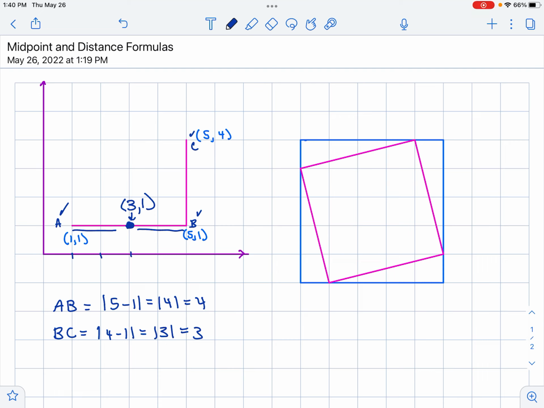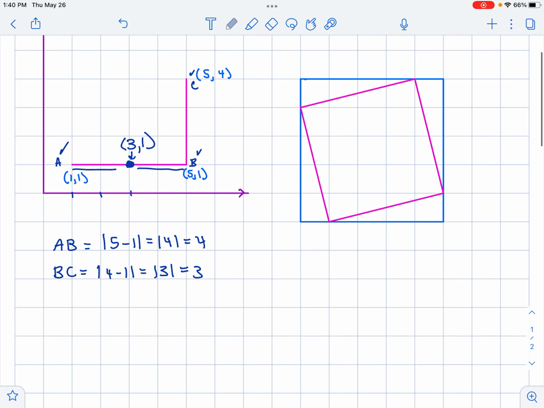Okay. Now, there's a formula for how we can find that midpoint. If we want the midpoint, we can average the x's. Okay, let's see how that works. We get the average value of the x's, x1 plus x2, and you get the average by dividing by 2. That's going to be the x-coordinate, and then you average the y's.